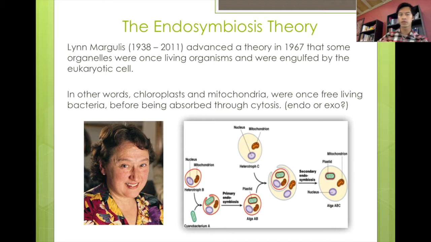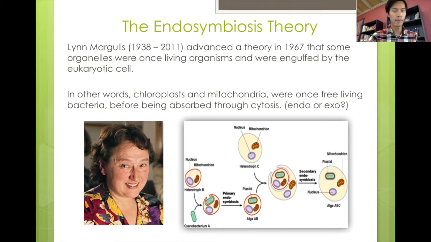Now, the endosymbiosis theory was developed by a scientist named Lynn Margulis, from 1938 to 2011. And she proposed this theory, which began in 1967, that some organelles were actually once living organisms, and they were eaten by the eukaryotic cell. So in other words, organelles such as chloroplasts and mitochondria are actually quite large compared to some of the other organelles, and they almost have mini structures of their own. So they're organelles that have almost like their own organelles.